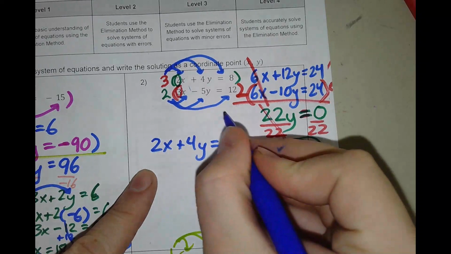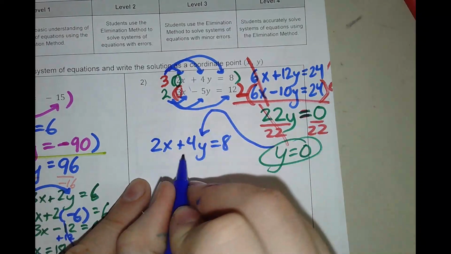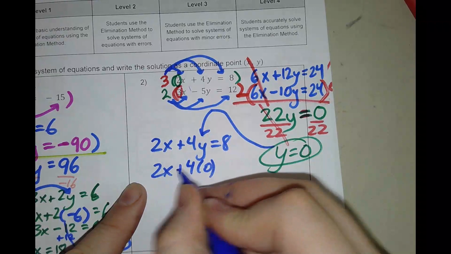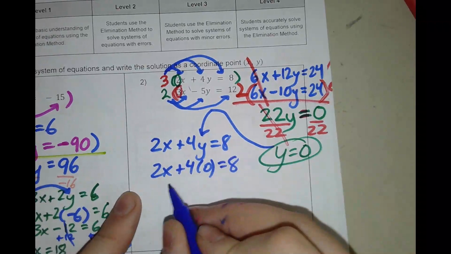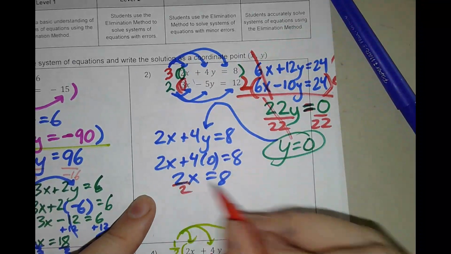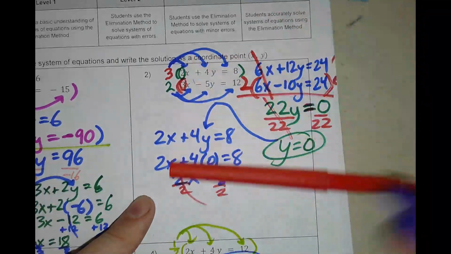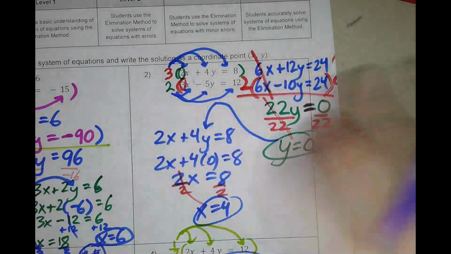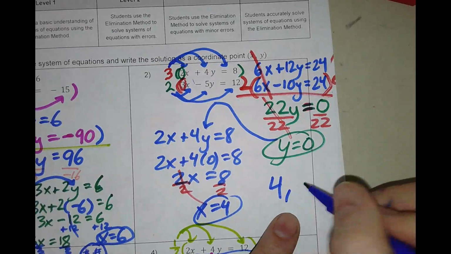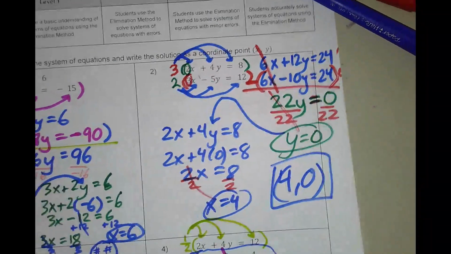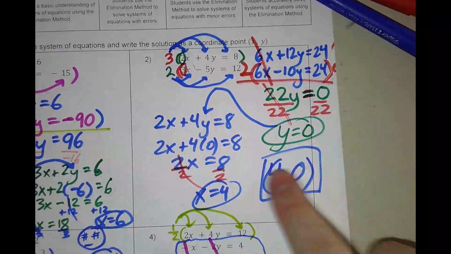But if I plug in 0 here, 4 times 0, bye-bye, right? We're going to get 2x plus 0 equals 8. So 2x equals 8, and if I divide both sides by 2, we get our answer of x equals 4. So I'm hoping in this video I did not make any mistakes. I am going to check my answer key really quickly on the back to see if everything matched up. But the final answer there should be 4, 0.